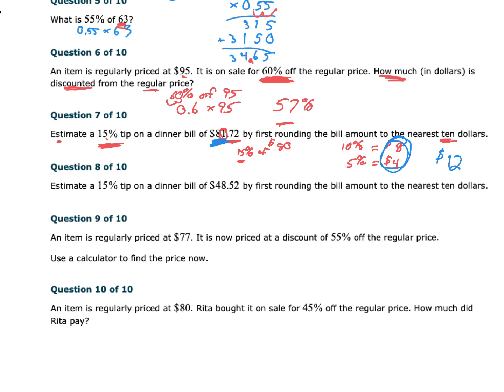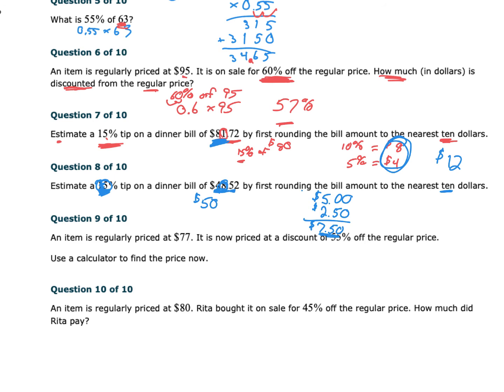All right, let's do that again. Let's do a 15% tip of $48.52, but first round to the nearest $10. Okay, so $48.52. Is it closer to 4 tens or 5 tens? Is it closer to 40 or 50? Well, the 8 tells us it's closer to $50. Okay, so let's first figure out 10% of 50. Yep, $5. Okay, so we've done 10%. Now what's 5% of 50? Well, it's half of 5. $2.50, right? Okay, so total, your tip is $7.50.